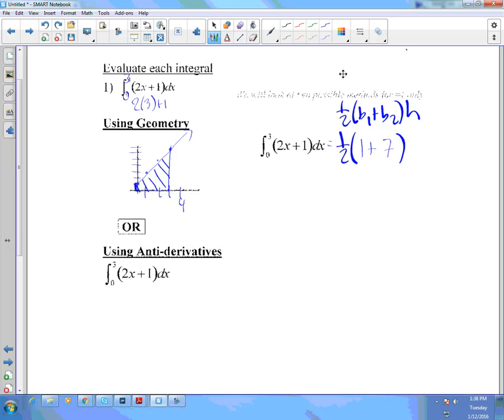What's the height? Which in this case is tilted sideways. From 0 to 3 is 3. So parentheses first, we get 8. Now 1/2 times 8 is 4, times 3, so we have 12 units squared. That's my geometry. We're just showing you the exact same thing as we do with the antiderivative.